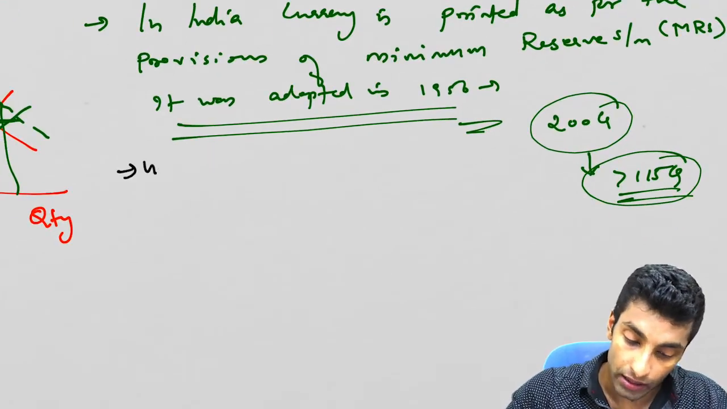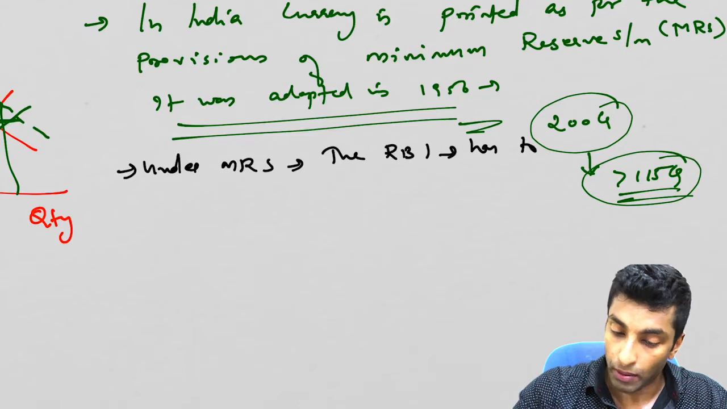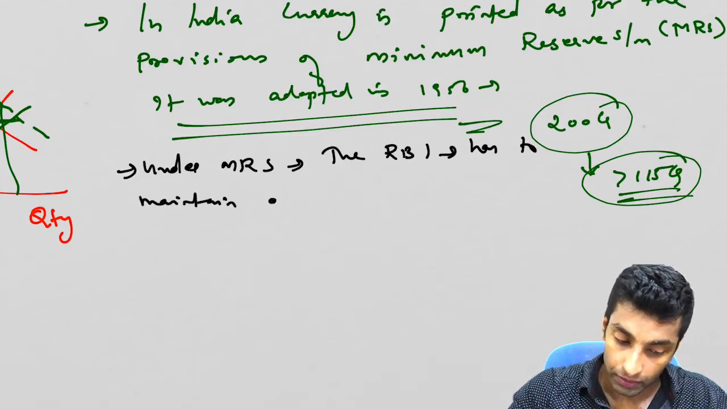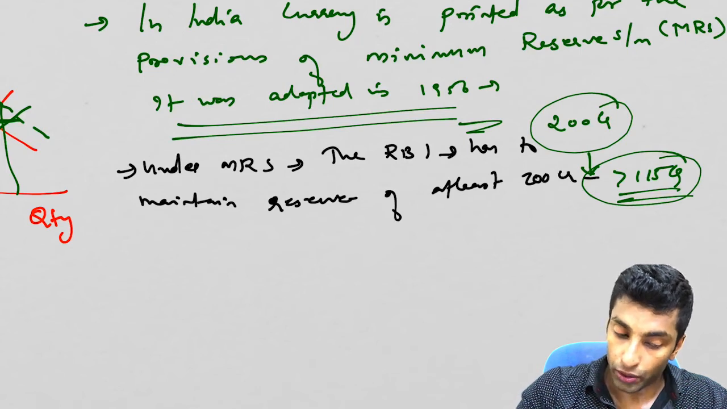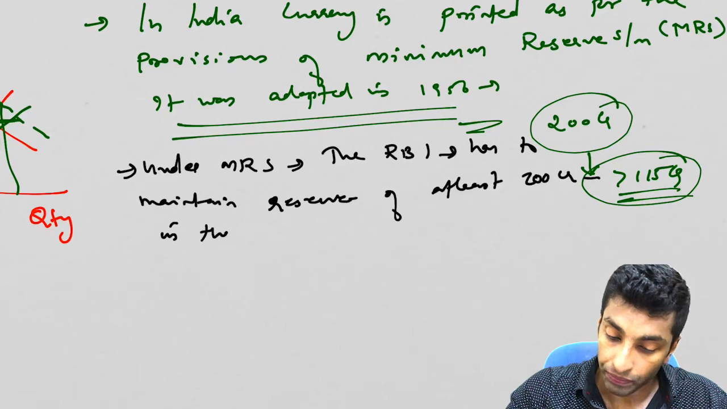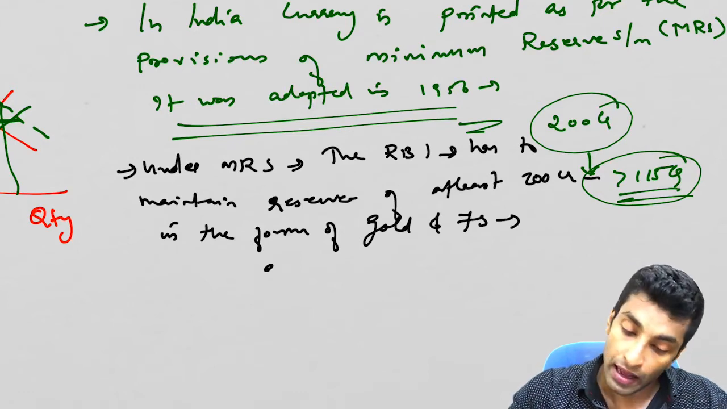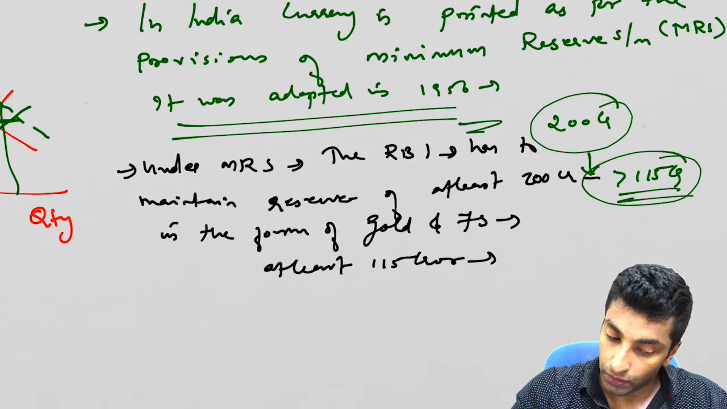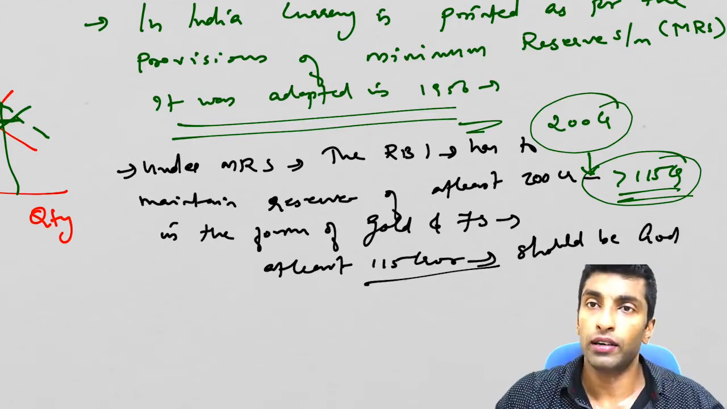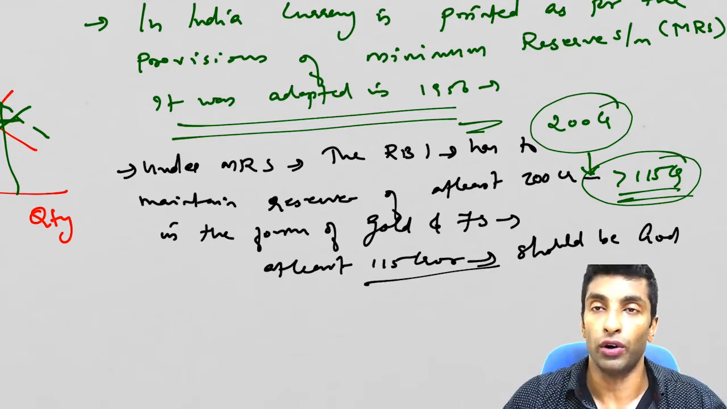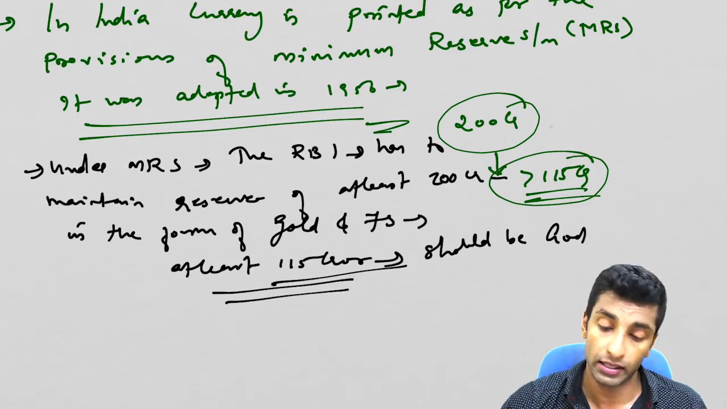So let me write this down. Under MRS, the RBI has to maintain a reserve of at least 200 crore in the form of gold and foreign securities, out of which at least 115 crore should be gold. It can be 200 crore also gold, not a problem, but 115 minimum should be gold. The foreign securities also include the Forex, the hard currencies, okay, euro, pound sterling, dollar, all those can be included.